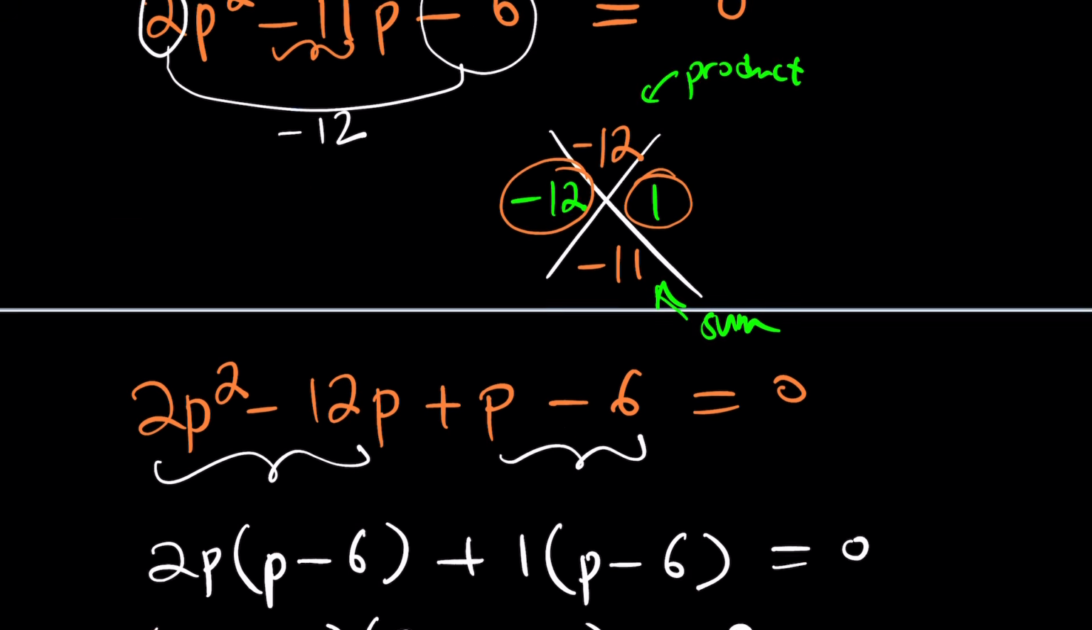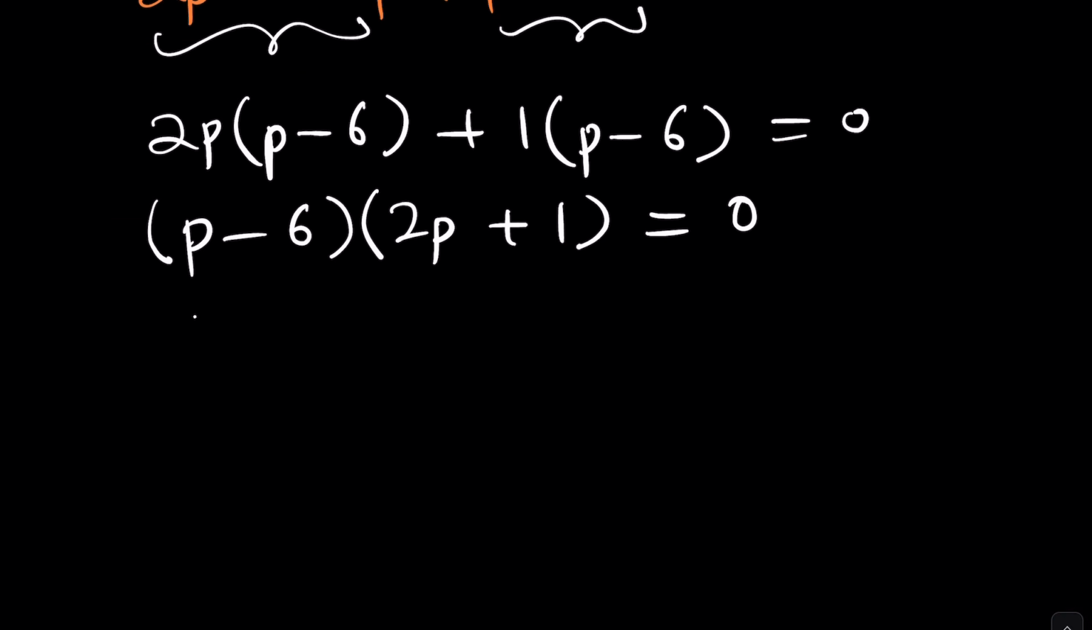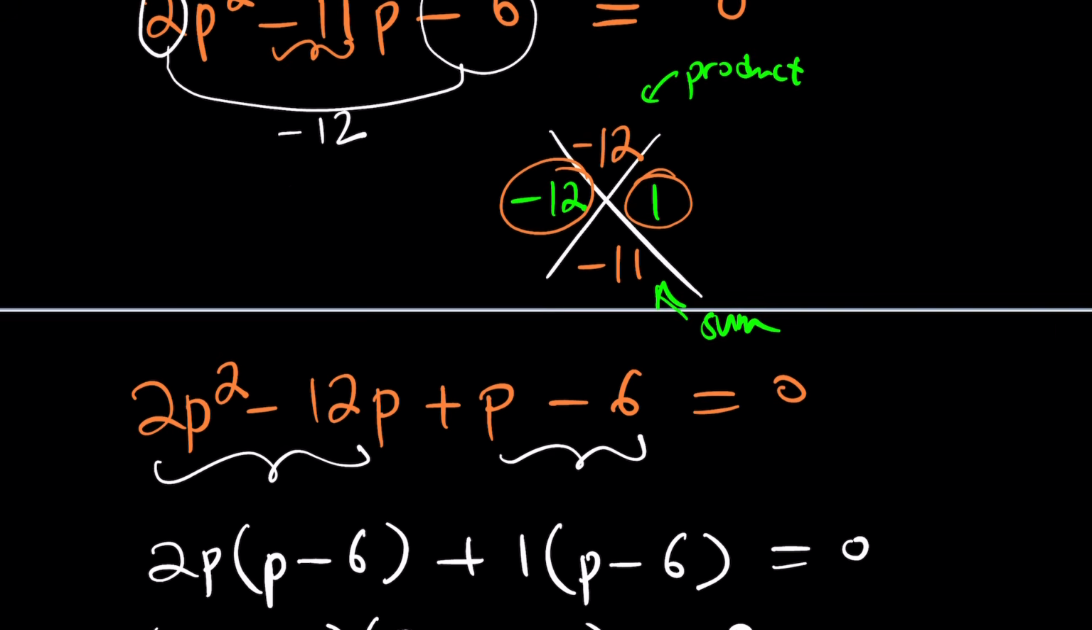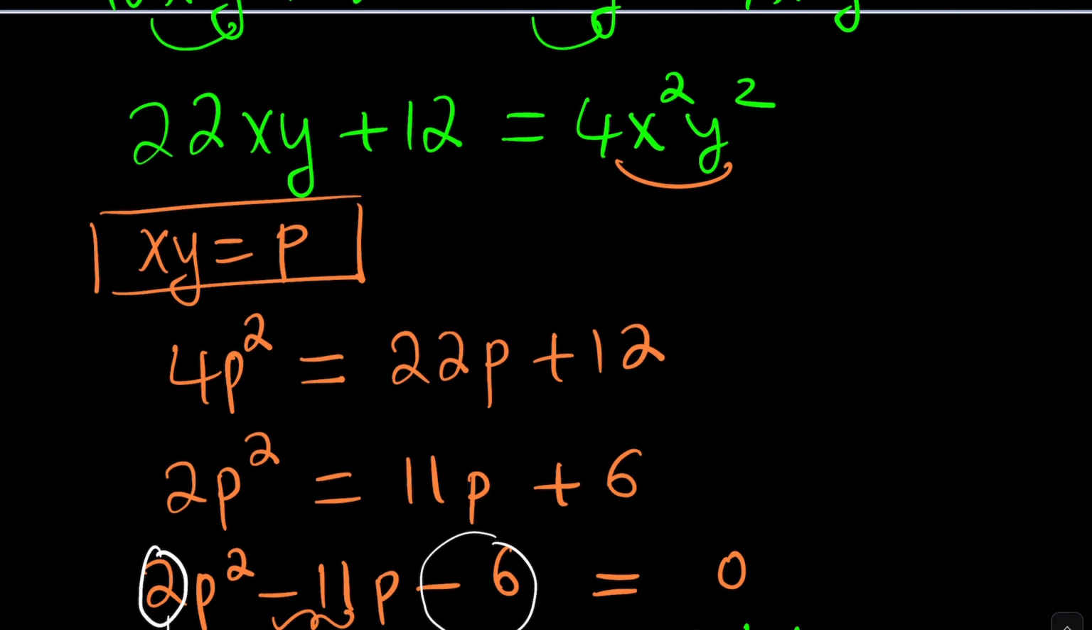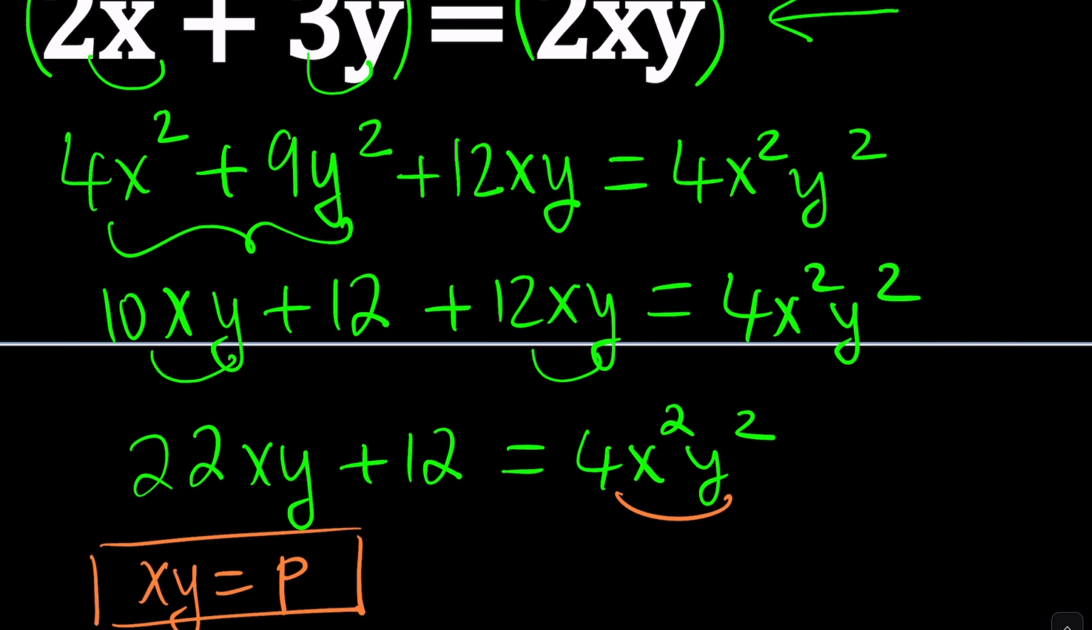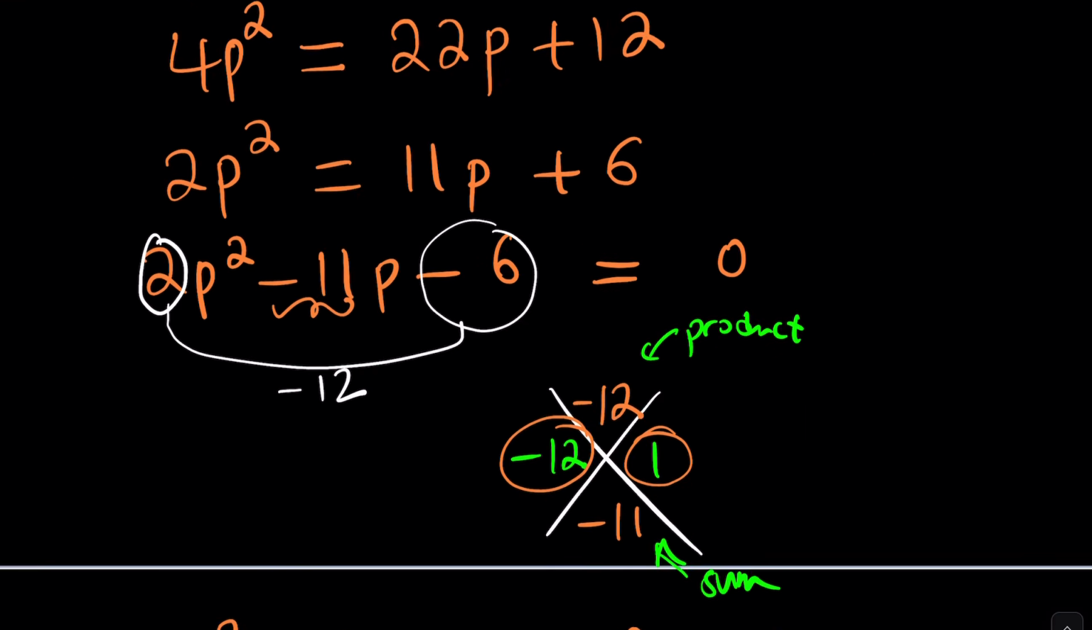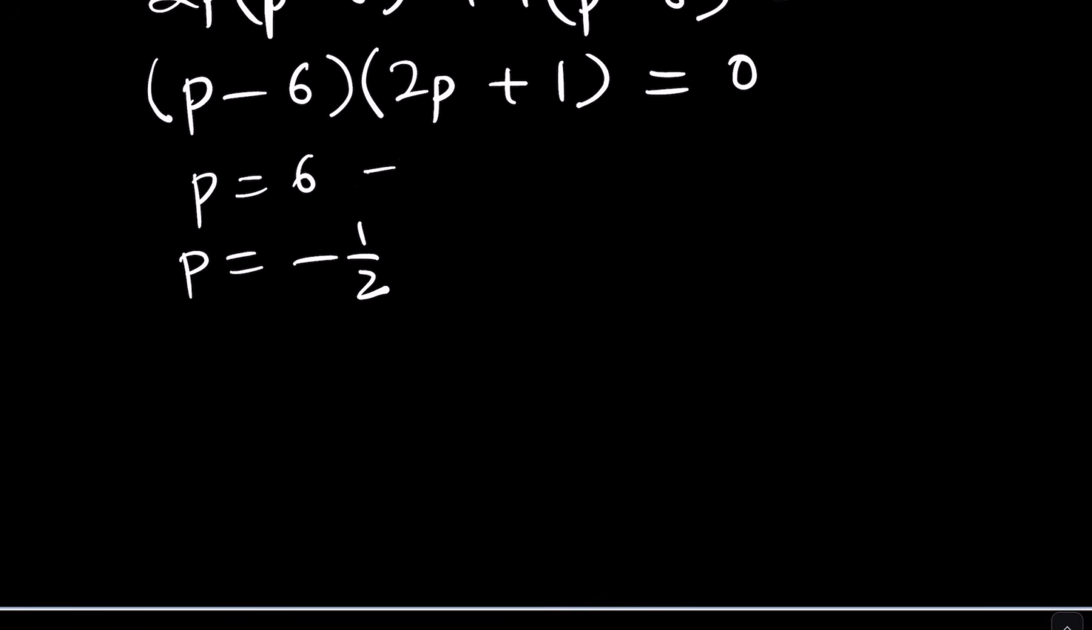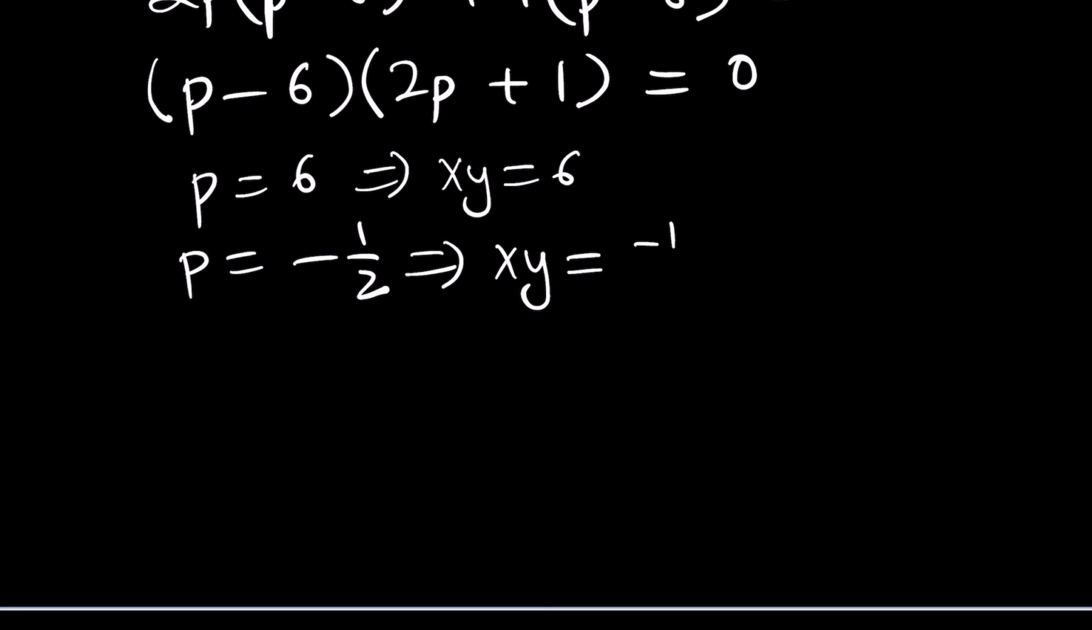Okay, so now we get two solutions from here. P equals 6 or p equals negative 1/2. But what is p? P is the product. Remember that it is x times y. How is that helpful? Well, maybe we can just plug it in. So from here, xy becomes 6, and from here, xy becomes negative 1/2.